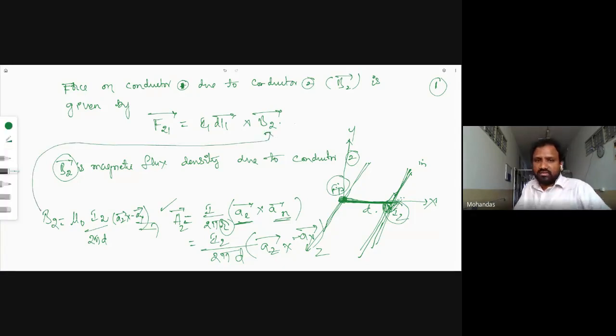Let us see, this is equation number 1, and this is equation number 2. Is it clear to everyone here?